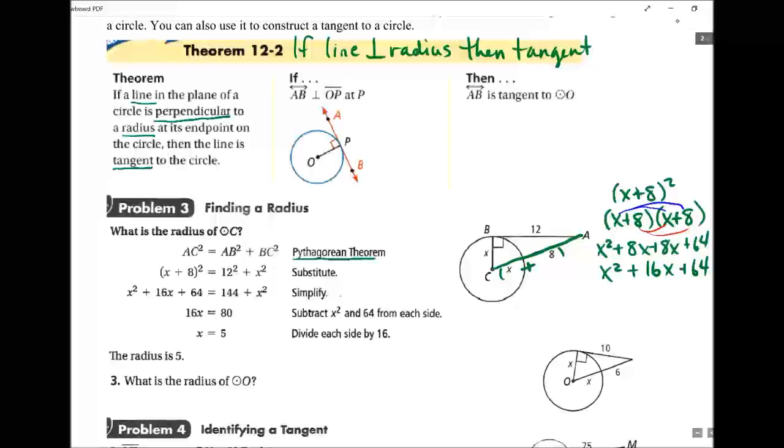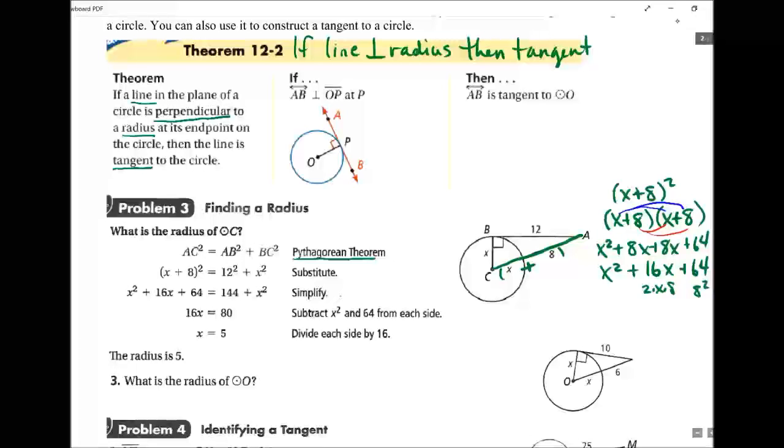Okay, be careful with those. Now, if you really remember your algebra, you will notice that this is a perfect square binomial, right? We have the square of a binomial, which means it follows a pattern. 2 times the first one times the second one. 2 times x times 8 gives us our 16x. This is 2 times x times 8. And this is 8 squared. So you can either FOIL it out, or if you recognize it, you can use the pattern. Either way, you have to be careful with that.